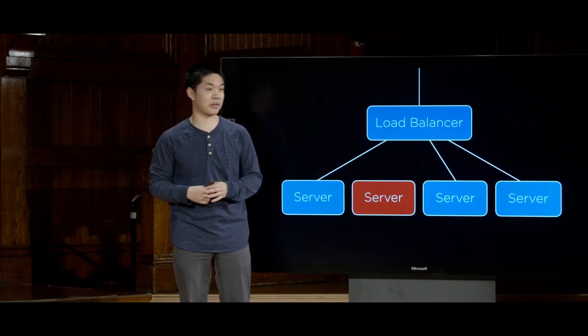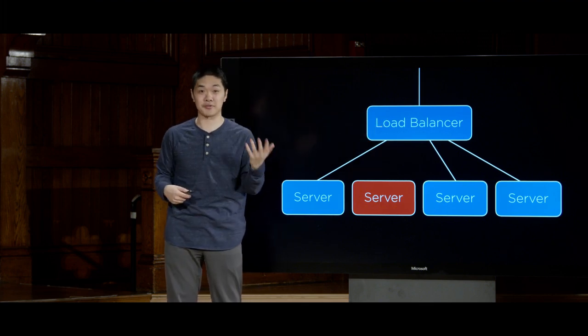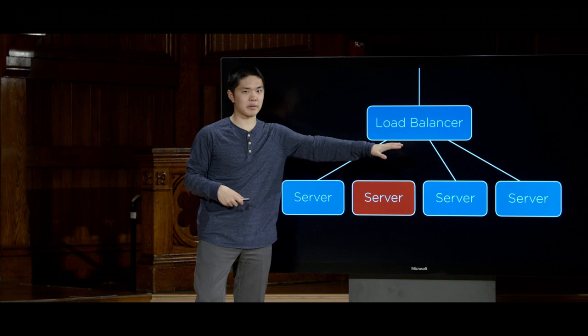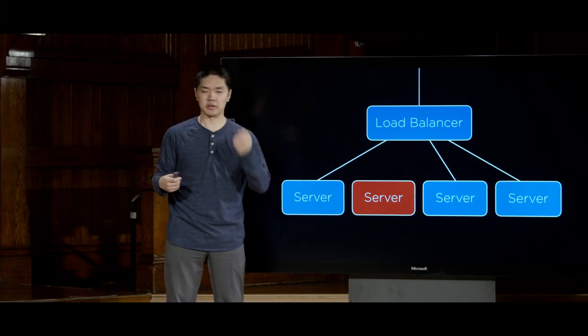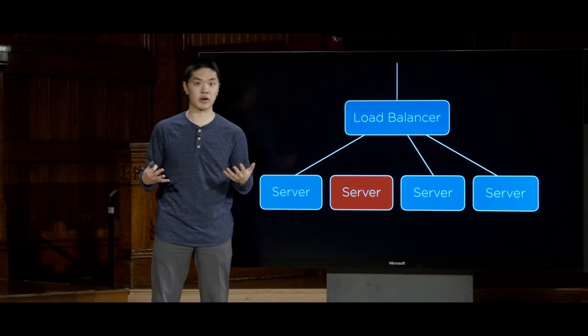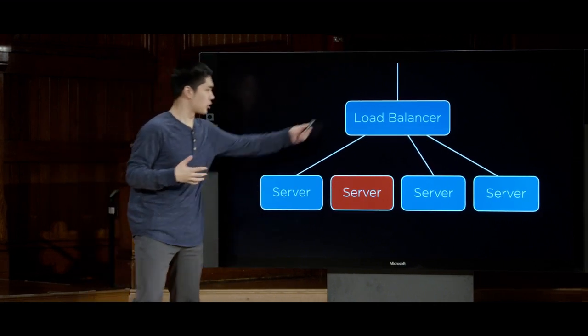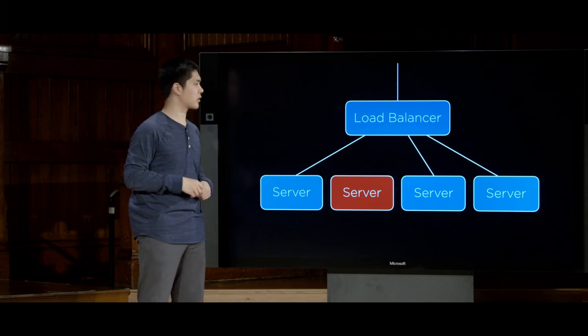Now, one thing you might notice is that even in this picture, the load balancer appears to be a single point of failure, where if the load balancer happens to fail, well, now nothing is going to work, because the load balancer is the one responsible for directing traffic to all of these various different servers. And so even though there's no single server that is a point of failure, this load balancer also appears to be a single point of failure.